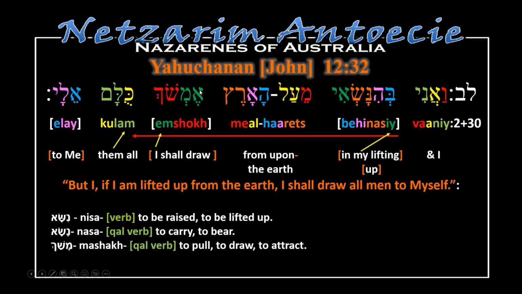Em-shok. The aleph means I, and then we have the word mashok. If we look down here, mashak is a kal verb: to pull, to draw, to attract. So it is I shall draw. And then we have kulam, which literally means all of them, or them all, because kul means all and the mem is like them. And then we have elay, to me. In English: if I am lifted up from the earth, I shall draw all men to myself.